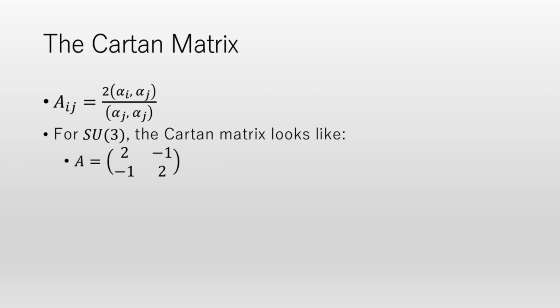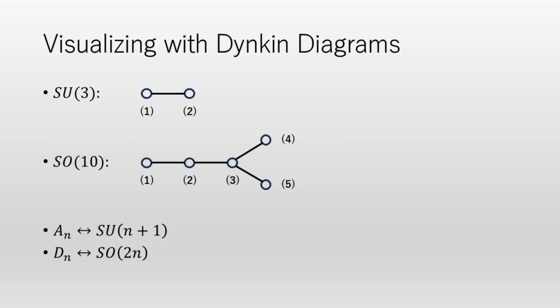These relations are encoded in the Cartan matrix, defined by A_ij. For SU(3), the Cartan matrix is a 2x2 matrix that looks like this. The Cartan matrix records the relative lengths and angles of the simple roots. In principle, it contains all the information needed to reconstruct the entire root system. However, the exact same information can be displayed much more visually.